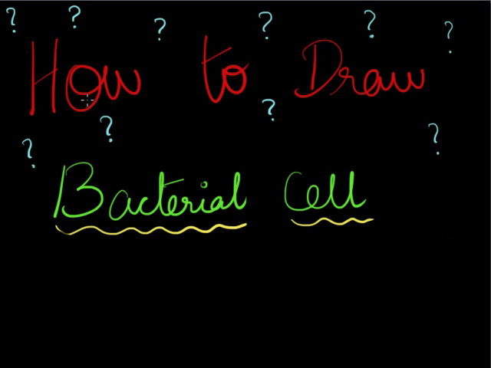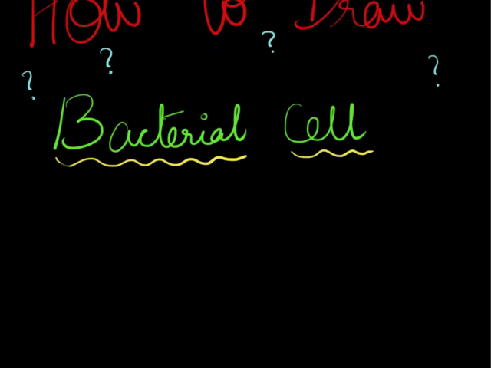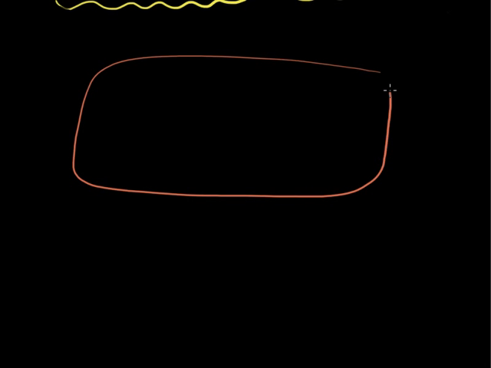Hi, today in this video we are going to see how to draw a bacterial cell. So we begin that by drawing the outer boundary for the cell. So we draw that in a rectangular shape but with rounded corners. And you don't really have to be very perfect with this, just go with the flow. So this is the cell wall of the bacteria.